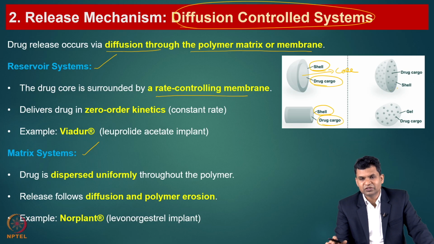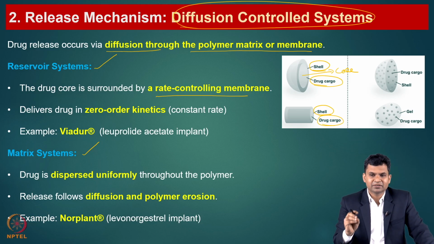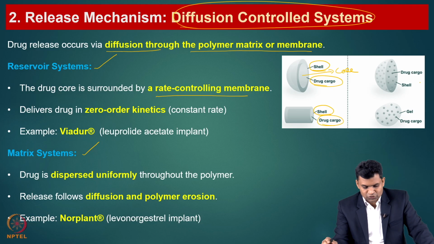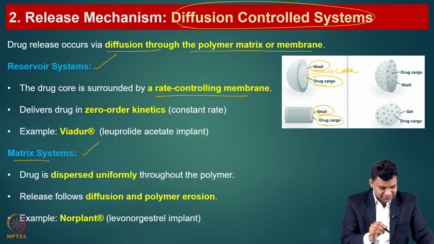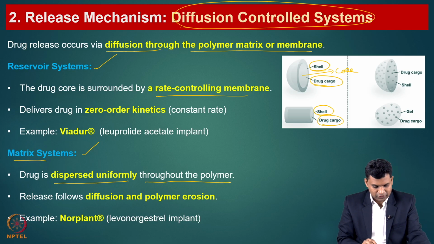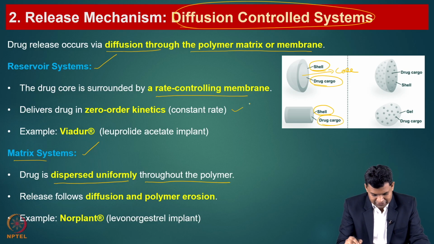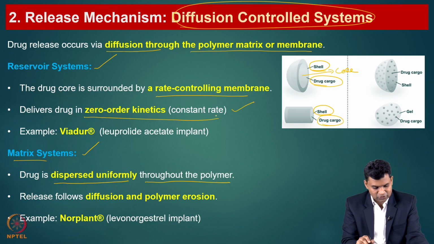Whereas in the matrix system, the drug is uniformly dispersed into the shell. You cannot separate, there are no two systems in the matrix system. The drug is embedded in the shell, which is called the matrix system. The drug is dispersed uniformly throughout the polymer. Here you can expect zero order release or a constant rate.